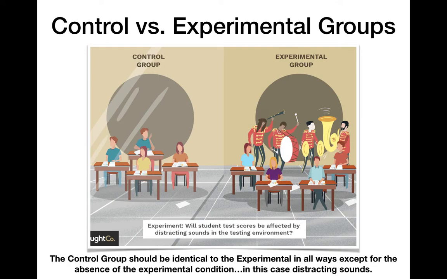So here's another example. So I have a control group. The question is, will students' test scores be affected by distracting sounds in the testing environment? So here's my control, here's my experimental. Think for a minute, how is this necessary? How does this work?